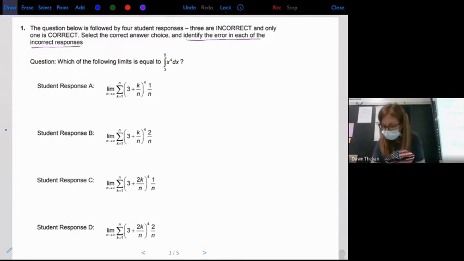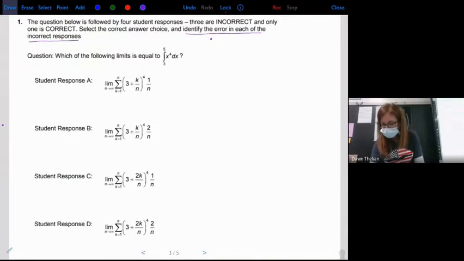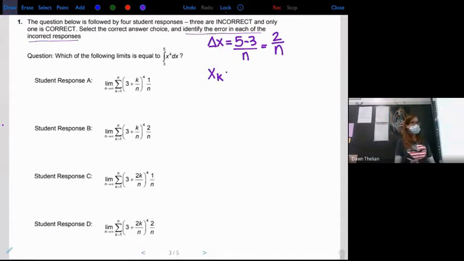I like to do my calculations before I even look at the choices. A couple of things that I want to know are delta x, so b minus a divided by n. So I know my delta x is 2 over n. And I also want to know what I'm plugging in, my x sub k. So x sub k is going to start with a because that's the beginning of our interval.